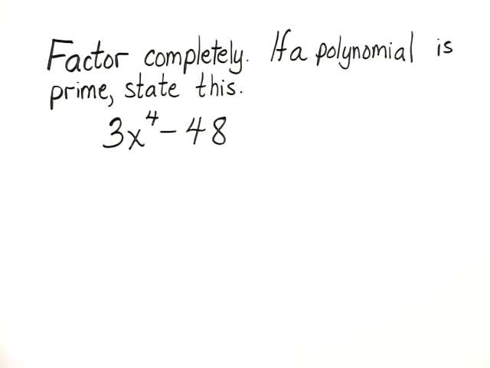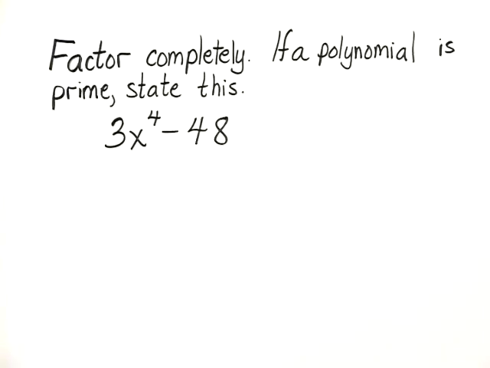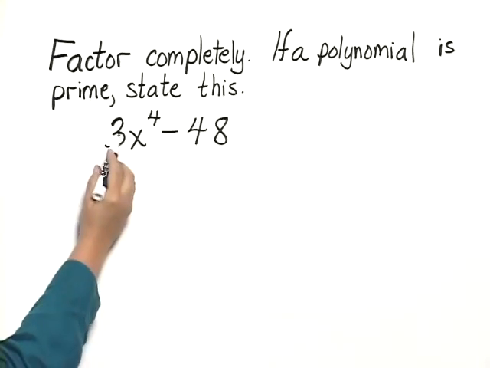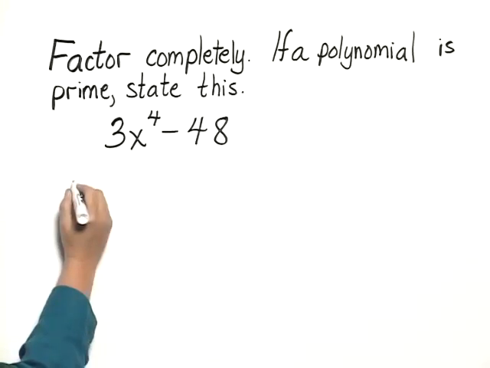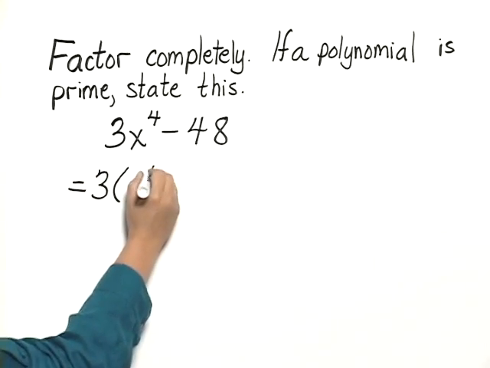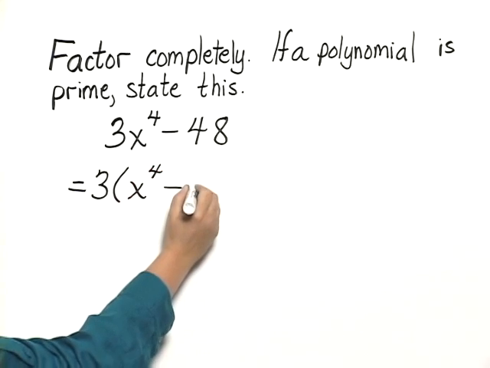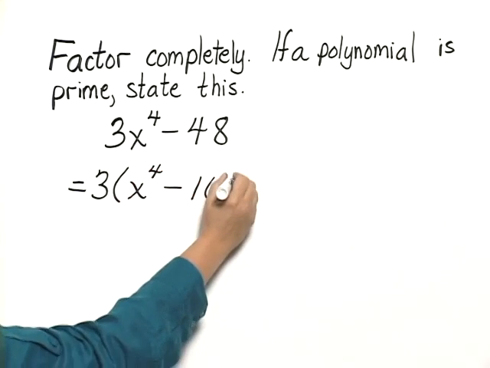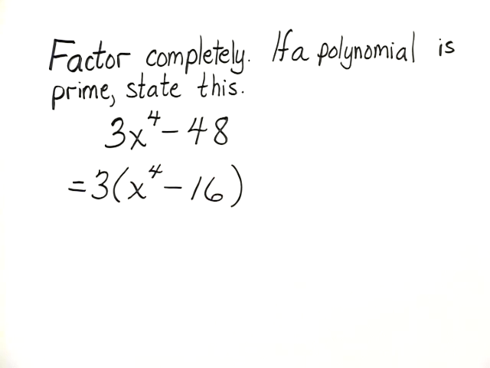Factor completely. If a polynomial is prime, state this. We have 3x to the fourth minus 48. The very first step we want to do is to factor out any common factors. In this case, 3 is a common factor in both terms. So we write 3 times x to the fourth minus 16, since 3 times 16 equals 48.